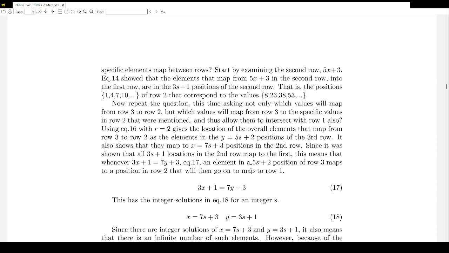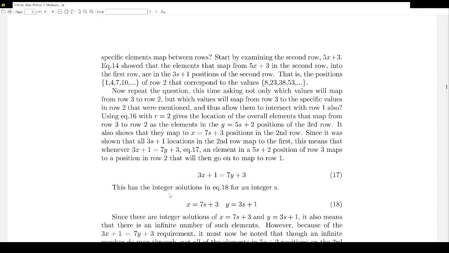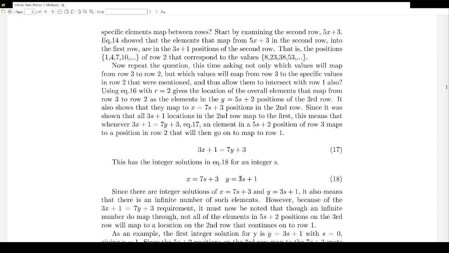Equation 17, an element in a 5s plus 2 position of row 3 maps to a position in row 2 that will then go on to map to row 1. So what we're setting up here is we're finding which ones map from row 3 to certain positions in row 2 that then map to row 1. So now this has integer solutions in equation 18 for s. And again, not the same s as before, just a general idea. For each of these examples, when we do our integer solutions, I used s. So now we've built a case for the first 3 rows with these integer solutions s.